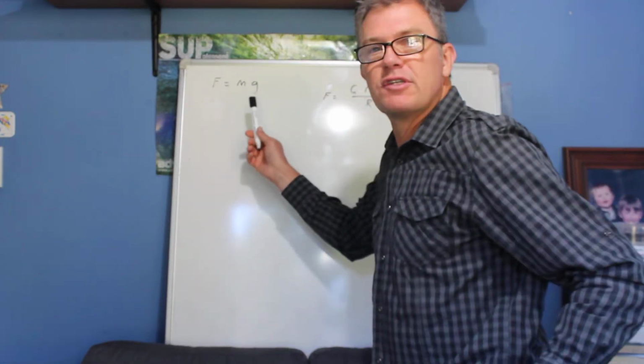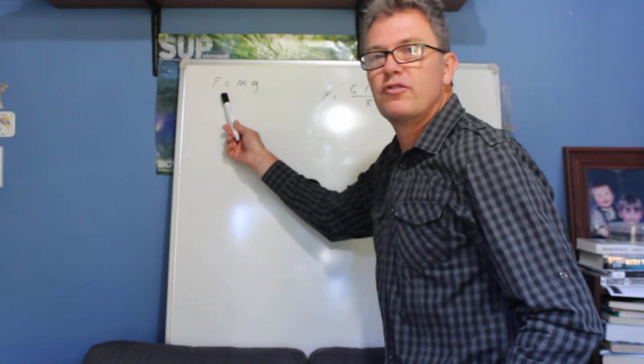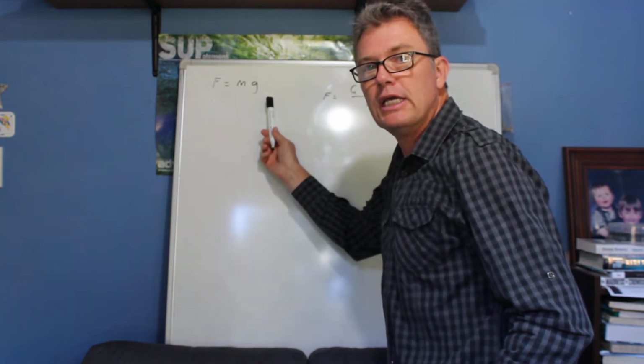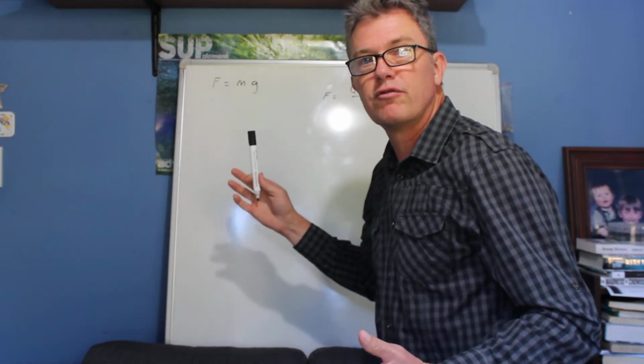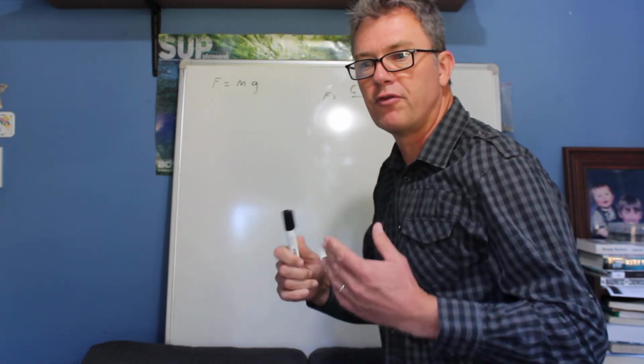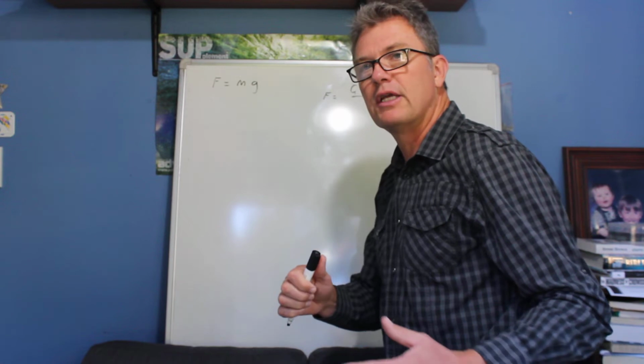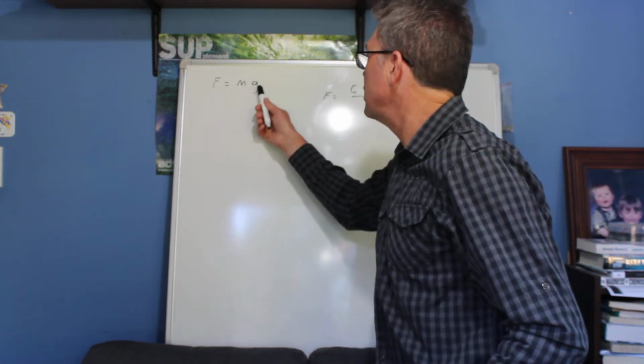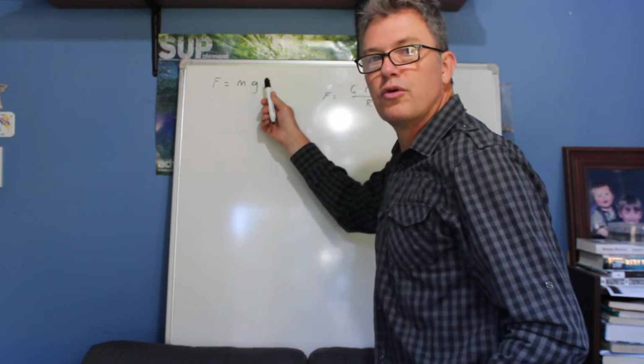Starting with the fact that in a gravitational field, the force due to gravity on an object is equal to the mass of that object times g, and g is the gravitational field strength. It's how much force due to gravity is applied on an object per kilogram. So g is newtons per kilogram.